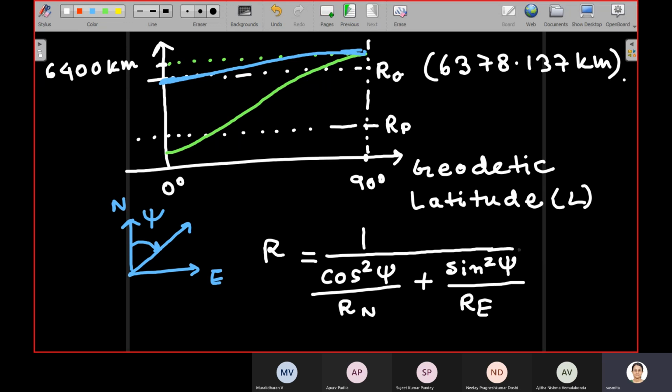So for any arbitrary direction of travel, we can find the corresponding radius of curvature using the azimuth angle and the two radii of curvature. Okay.